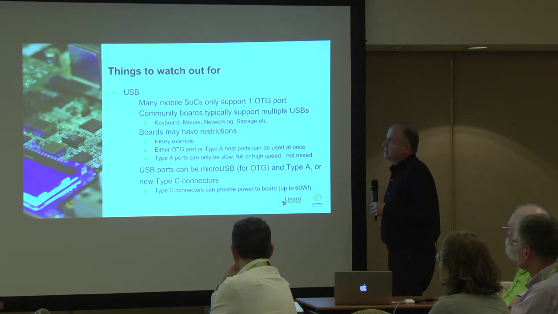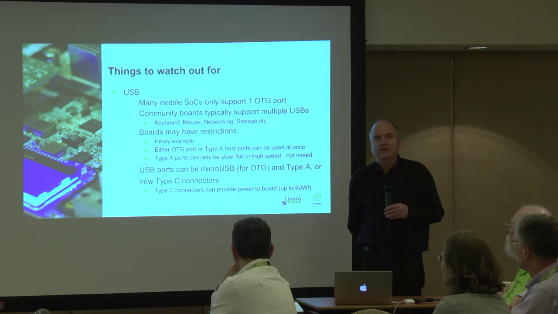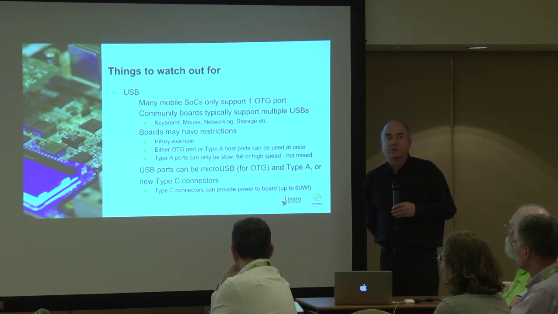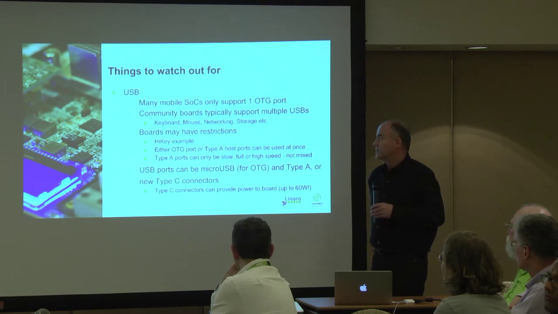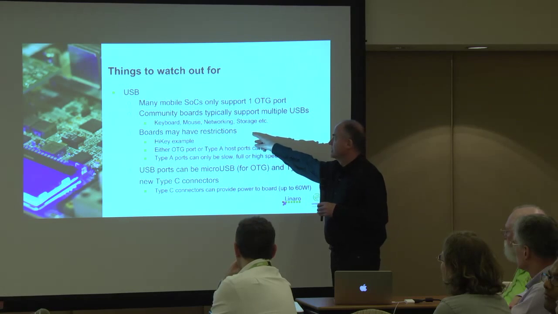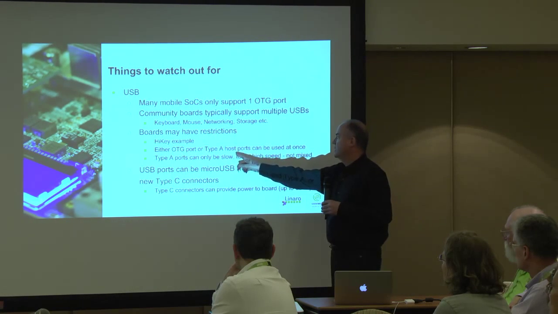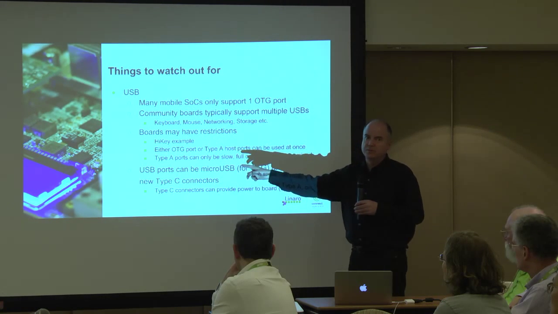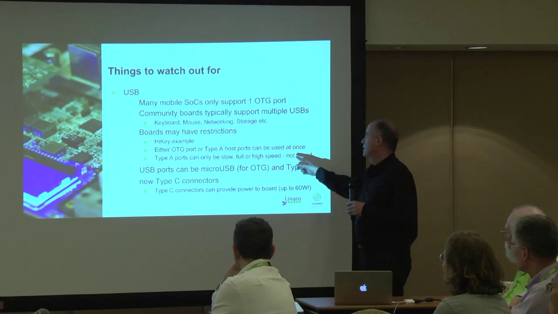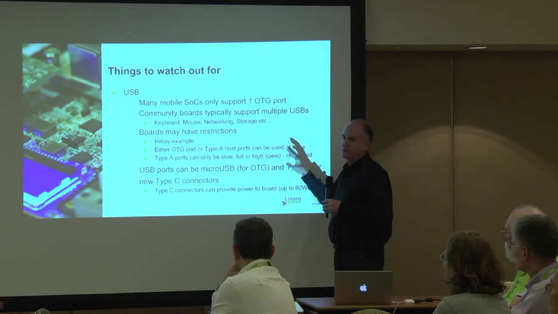The result is that in most cases a mobile SoC is going to need a hub. If you look at the schematics for the initial HiKey board on the website, you can see how that's been implemented. As a result, you may have some restrictions. For example, on HiKey, you either use the OTG port or you use the Type A ports. You can't use both at once.